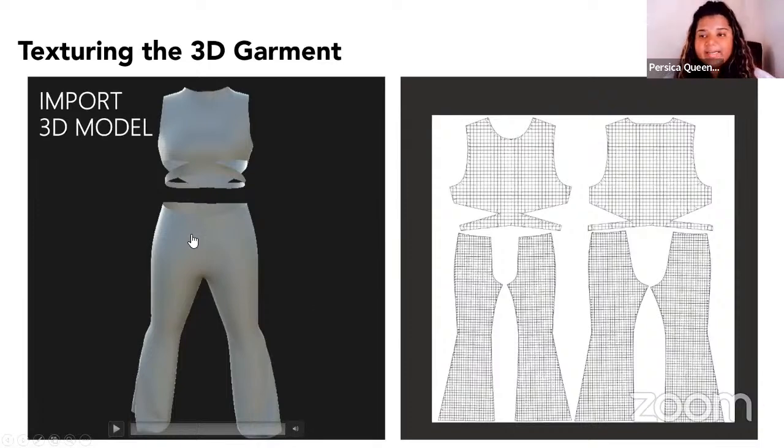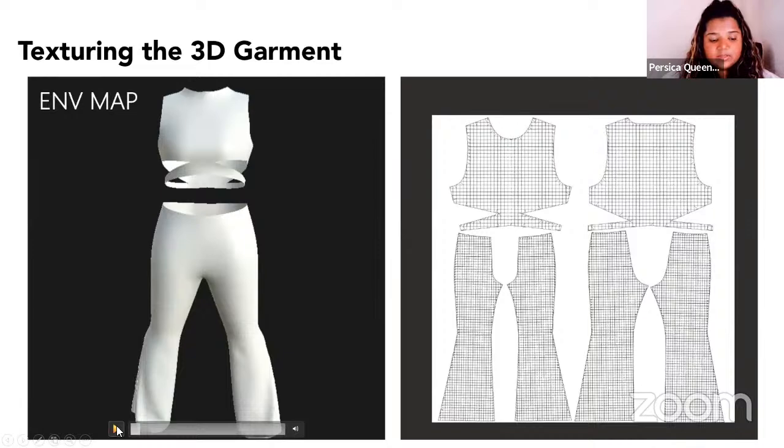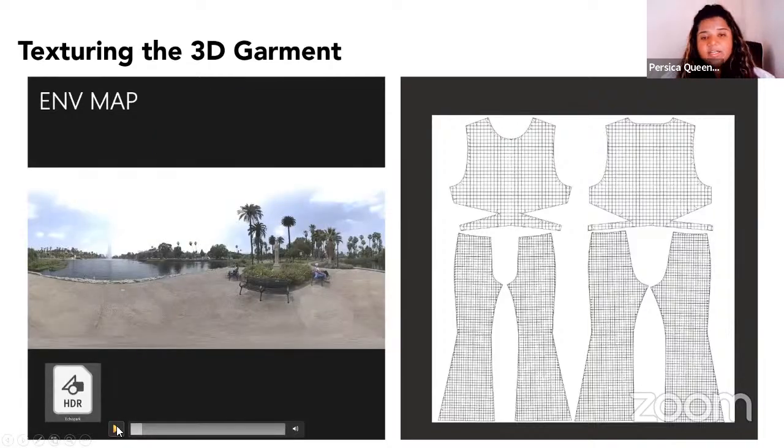We'll see how you can create textures using two methods. One is you directly take it in a cloth simulation, in a texture software like Substance Painter. And we'll also see how you can create it in Photoshop. So let me just play this for you. So yeah, I've imported the model in Substance Painter. And the first thing I do is change the environment map.